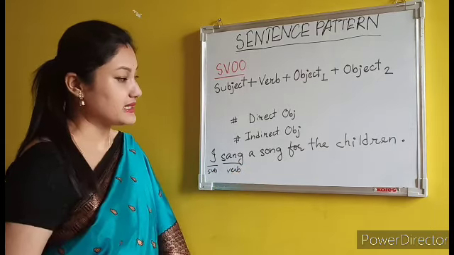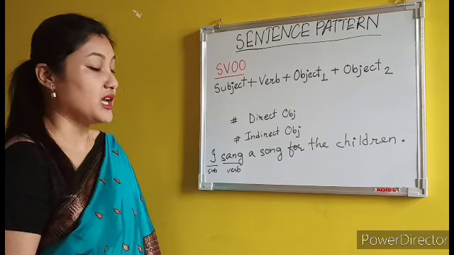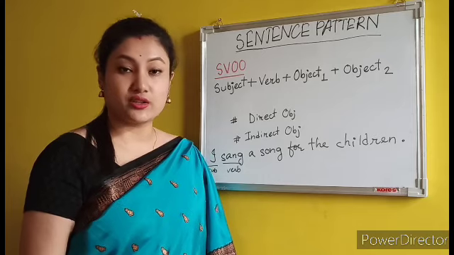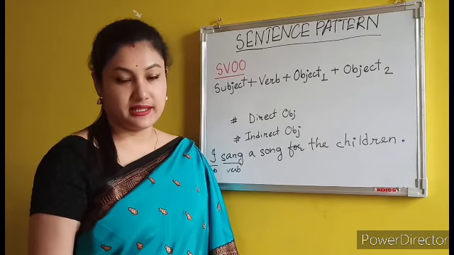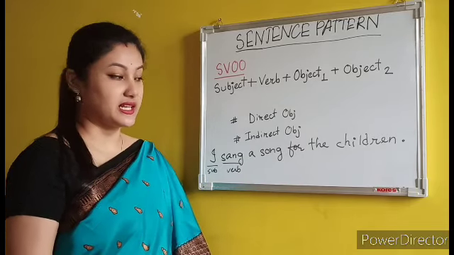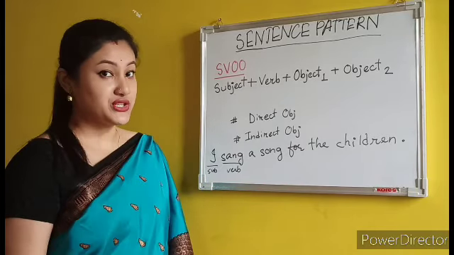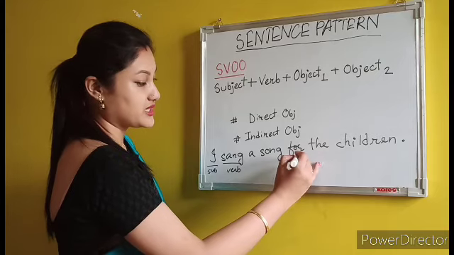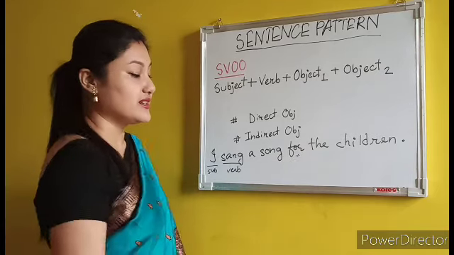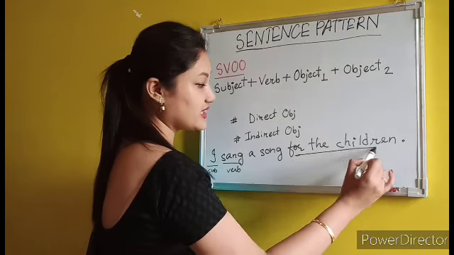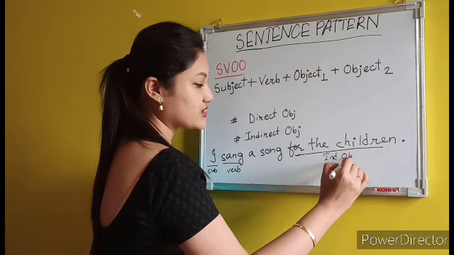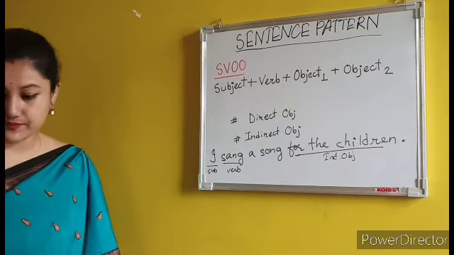Now how to find the indirect object and the direct object? Always remember one thing, that before the indirect object there is generally a preposition. So what is the preposition here? For is the preposition here. So for the children is the indirect object.